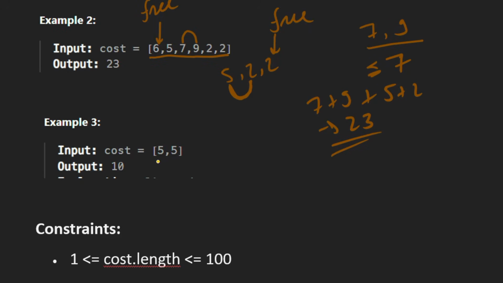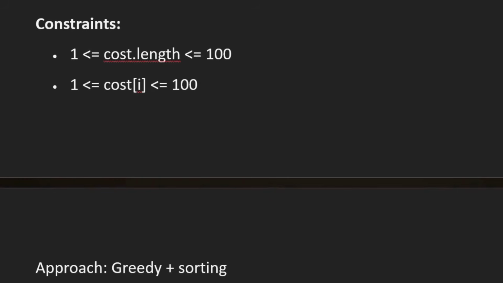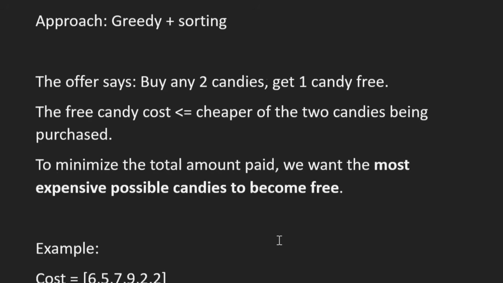In the third example, we have only two candies. So we buy these two candies and there is no third candy, so we can't get anything free. So the total cost is 10, right? So these are the examples. Let's see the constraints. The total length is up to 100, and the maximum cost of a candy can also be up to 100. So let's see the approach.